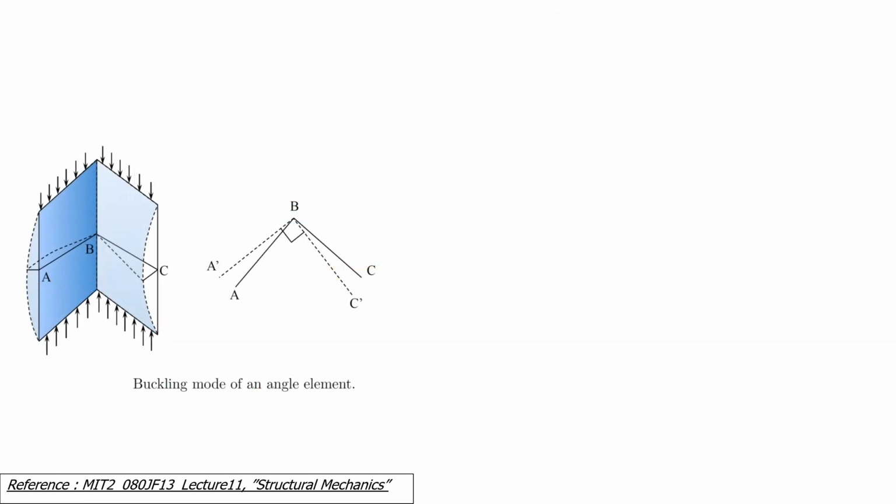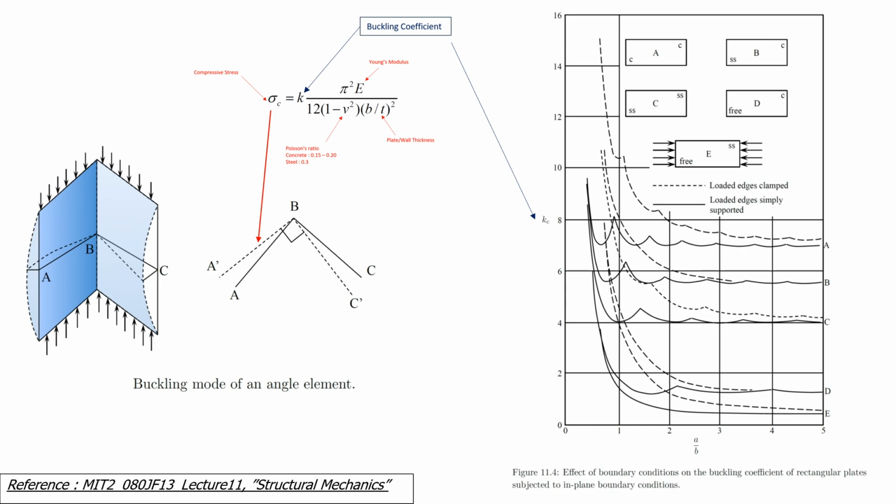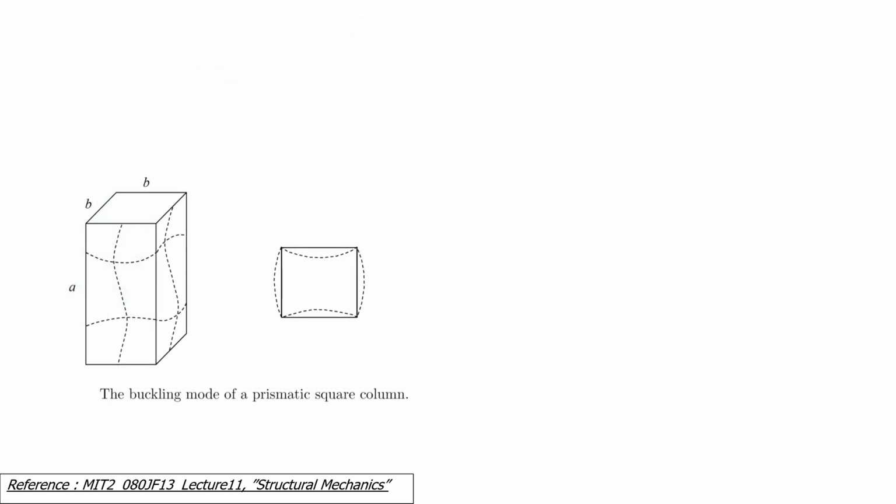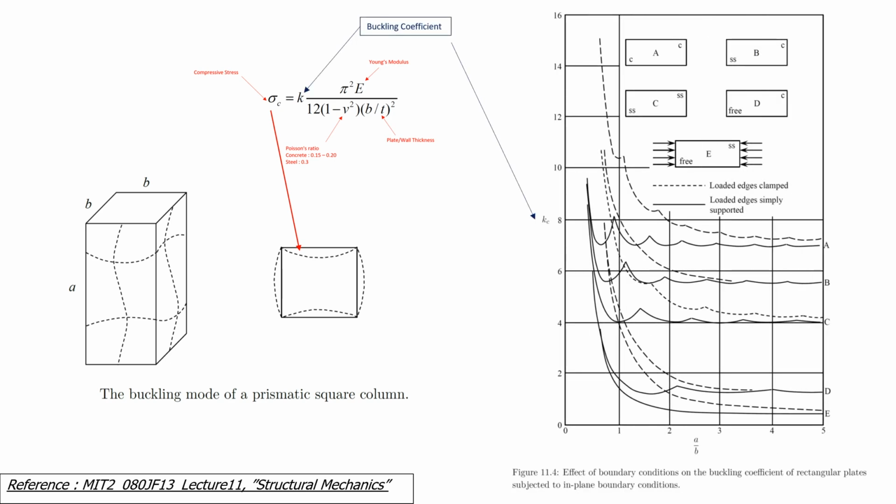For example, the angle element, or flange of the H-shape section, the buckling coefficient could be estimated using category E, which is simply supported on one edge and free on another. Therefore, the buckling coefficient is 0.425. Another example, the element of box section or web of the H-shape section, the buckling coefficient could be estimated using category C, which is simply supported on both edges. Therefore, the buckling coefficient is 4.0.